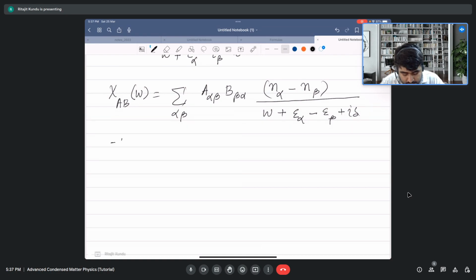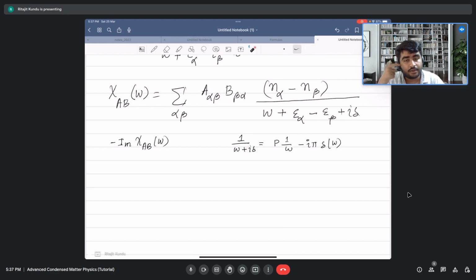If you look at minus the imaginary part of chi AB, it looks kind of interesting. To calculate this, I'll be using a formula: 1 by omega plus i delta can be written as the principal part of 1 over omega, minus i pi delta of the full denominator without the small i delta. This is true in the limit when delta is 0 plus. So I'll be using that. Let me just box it.